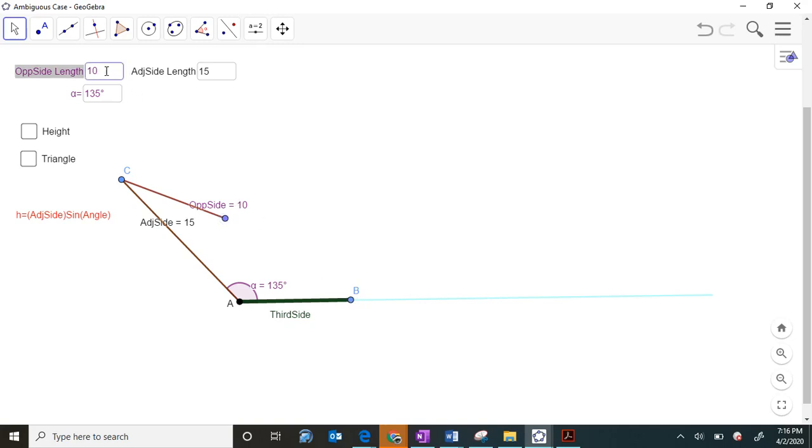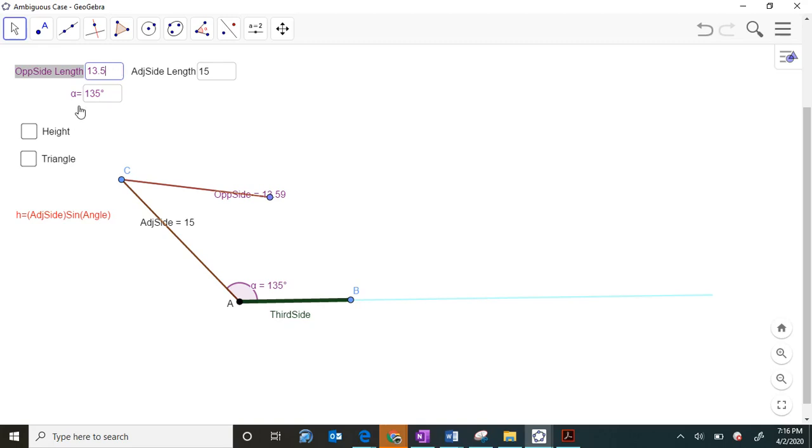Now, what happens if I change this? What if I go to 13.59, which was the length of the height from before? Our answer is still the same. Notice how it's not going to reach, because the adjacent side is 15 and the opposite side is 13.59. It's not even going to fit there. What happens if we have it be 14? It's still not going to work.